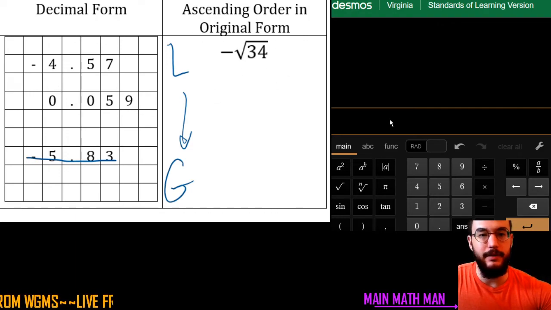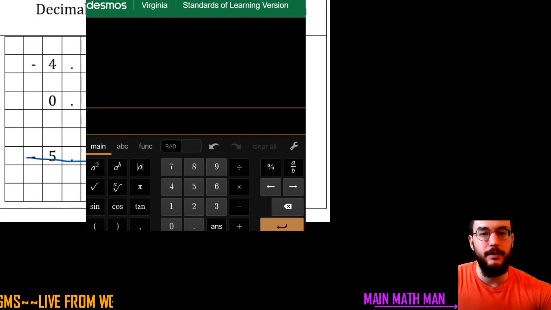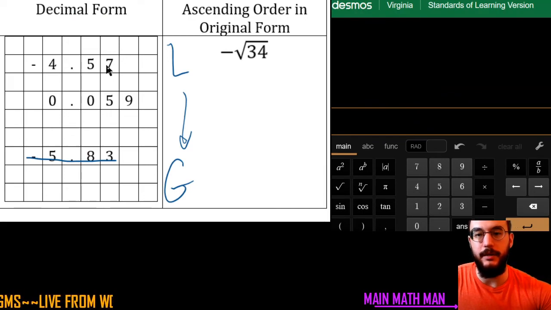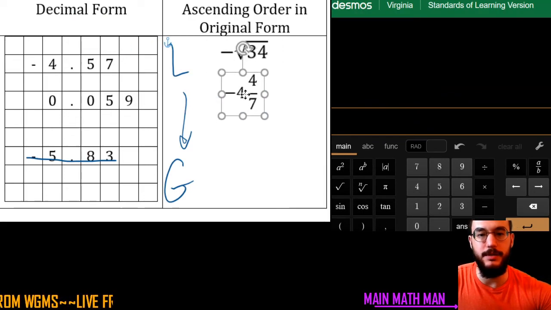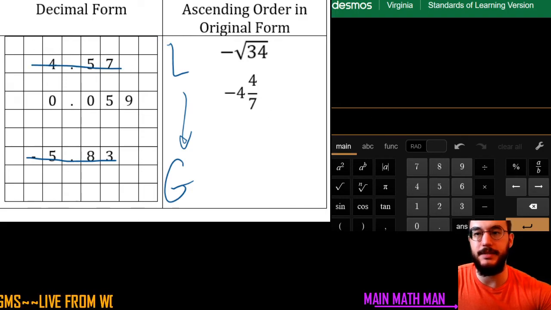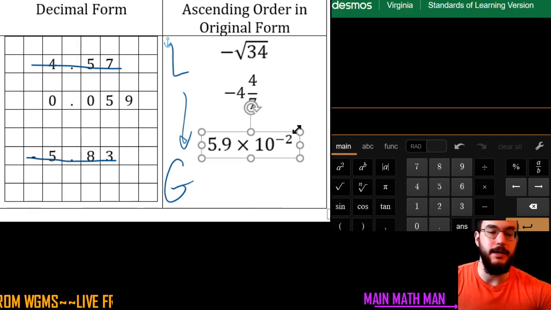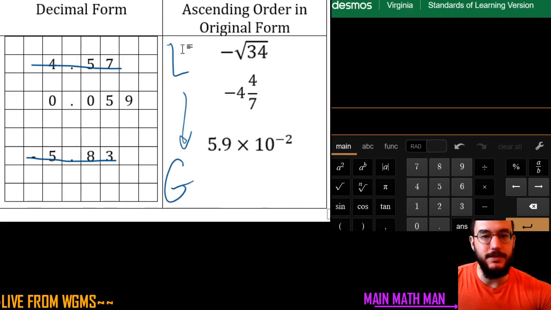And so now we have, after that, which one's lower, -4 or 0. We would say that, hey, -4 is going to be lower. And so we have, in original form, that mixed number. Again, cross it out as you use it. And lastly, but not leastly this time, is our next value. And so we have, in original form, 5.9 times 10 to the -2 power. So again, this is the lowest number to the greatest number for ascending.